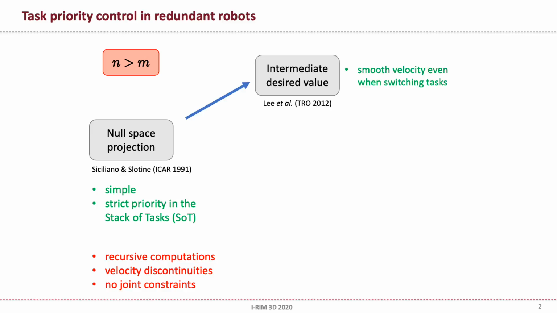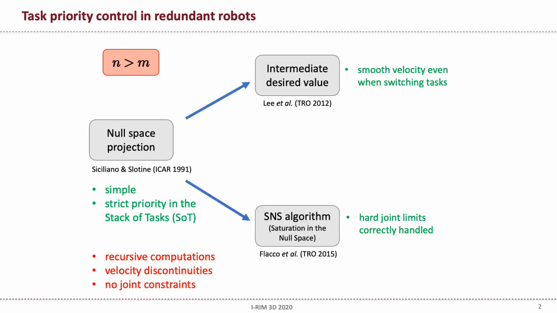The discontinuity problem can be solved using suitable scaling factors to switch between the tasks smoothly. Using the SNS method, hard inequality constraints in the joint space are satisfied.